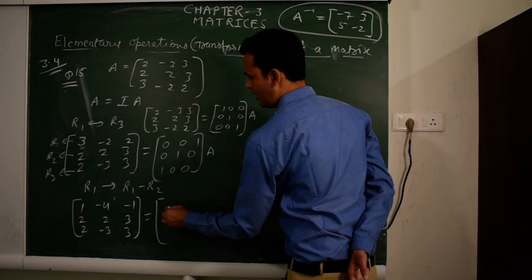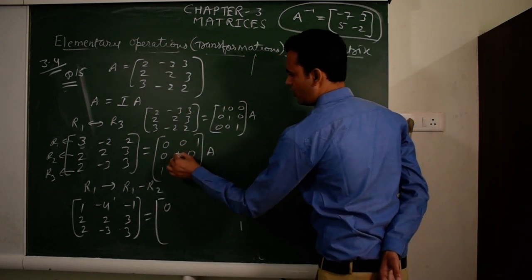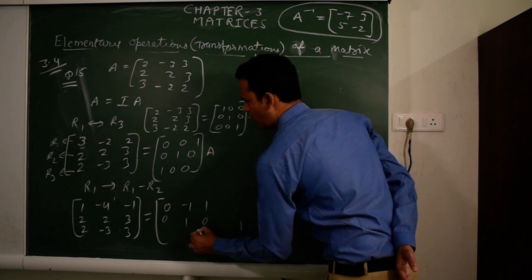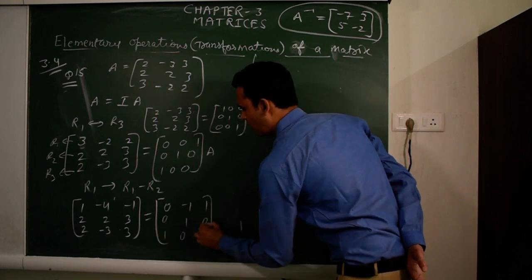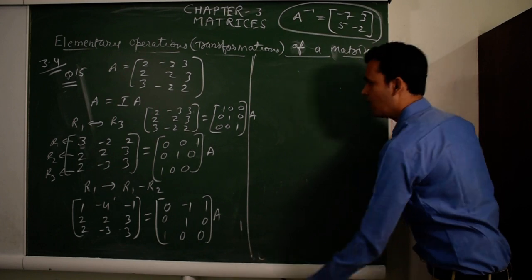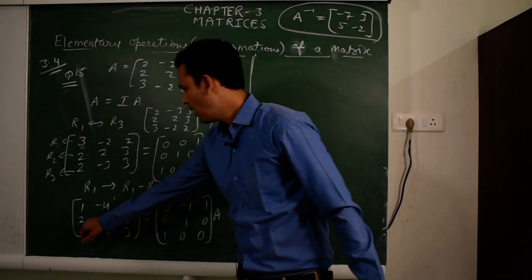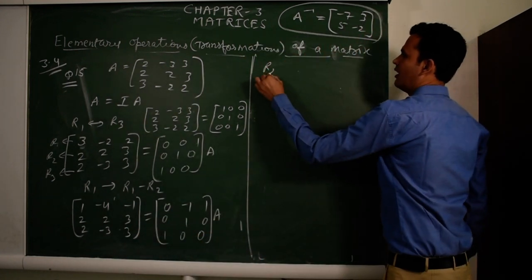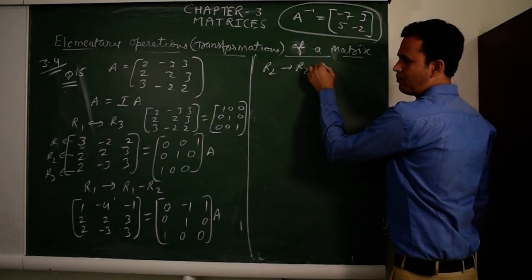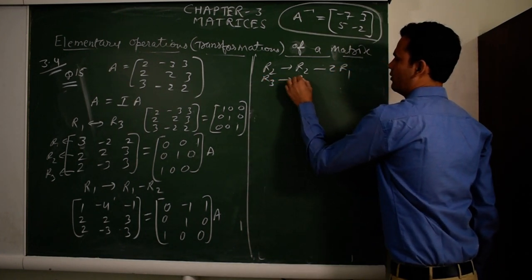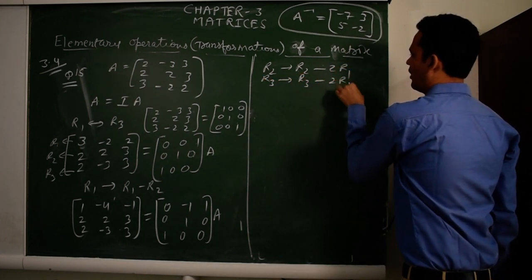Change in R1, R1 minus R2, 0 0 minus 1 minus 1 1 0 1 0 and 1 0 0 into A. Now next change. Now we change in two rows, R2 and R3. Change in R2, R2 minus 2R1, and change in R3 also, R3 minus 2R1.